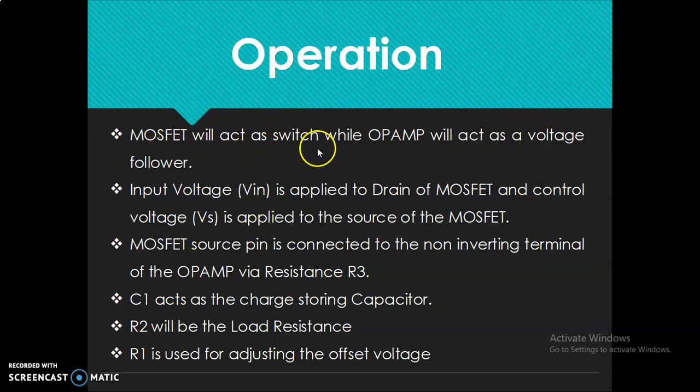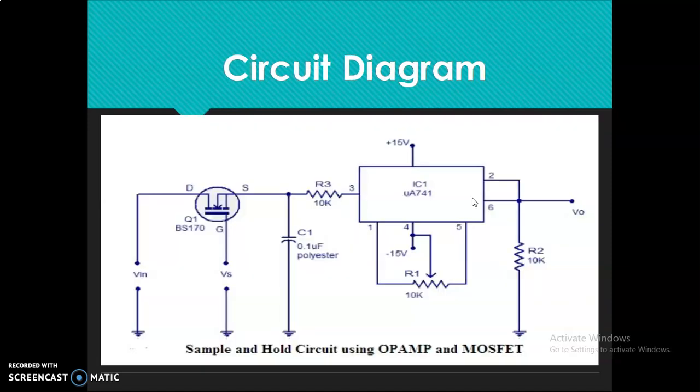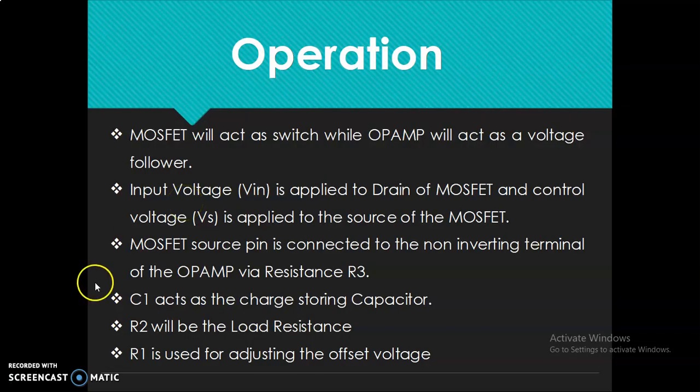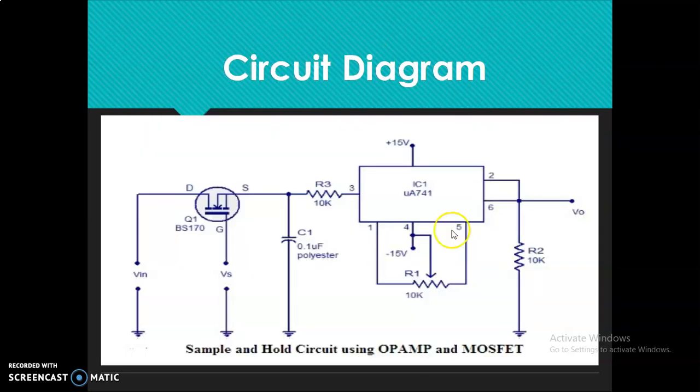MOSFET will act as a switch while operational amplifier will act as a voltage follower. Input voltage V input is applied to the drain of the MOSFET. And control voltage is applied to the source of the MOSFET. You will find that this is the control voltage. It is applied to the source of the MOSFET.